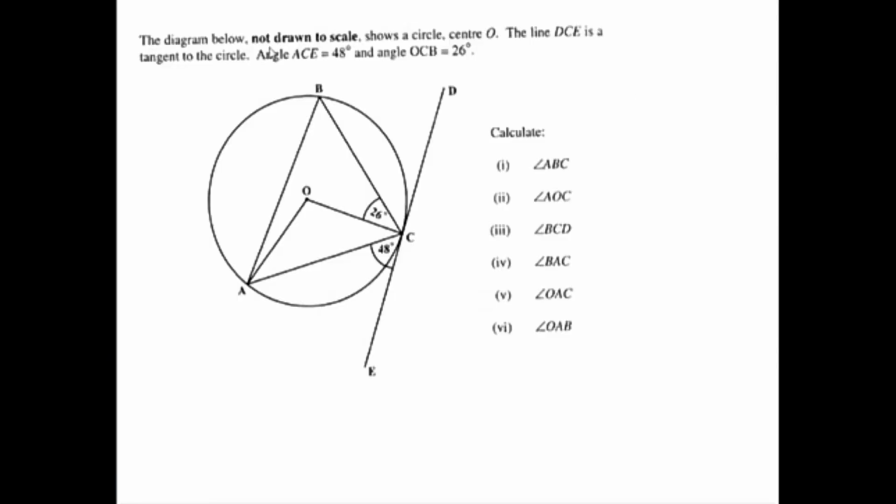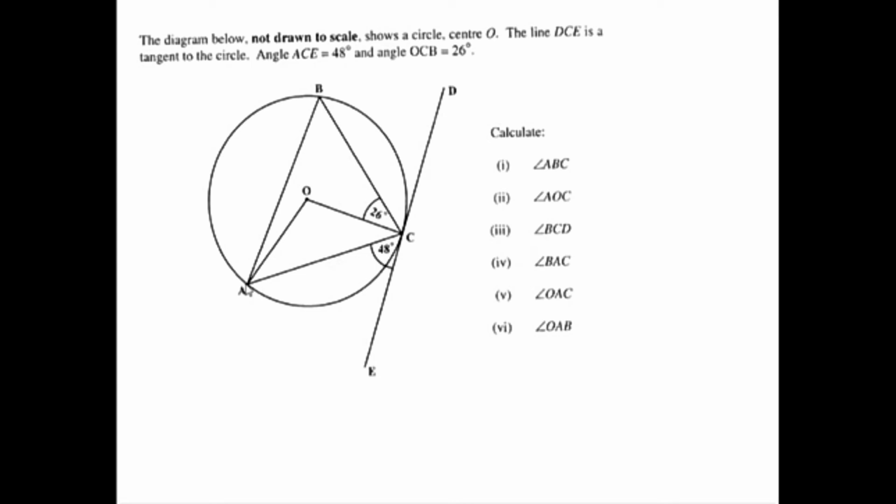So the diagram below, not drawn to scale, shows a circle with center O. So we have to keep in mind they have a center. The line DCE is a tangent to the circle. Let's check it out. We have D to C to E, so it's indeed a straight line. It is a tangent to the circle, and yes, it is. Point of tangency. Angle ACE is 48 degrees. Angle from point A to C to point E is 48 degrees.